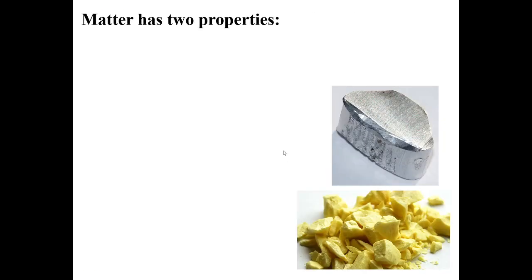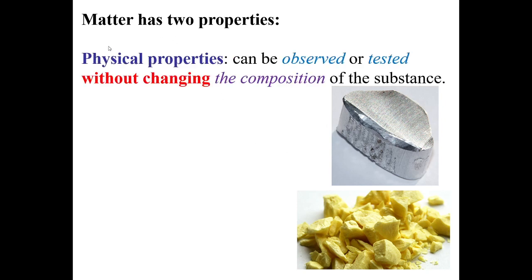All right. Matter has two different kinds of potential properties here. So physical properties that can be observed or tested without changing the composition of the substance, and that is key. So if you're ever wondering, oh man, is whatever a chemical or a physical property? Spoiler alert, sorry. The other one is chemical properties. You can look and be like, okay, if I test for that, is it going to change the composition of that substance?